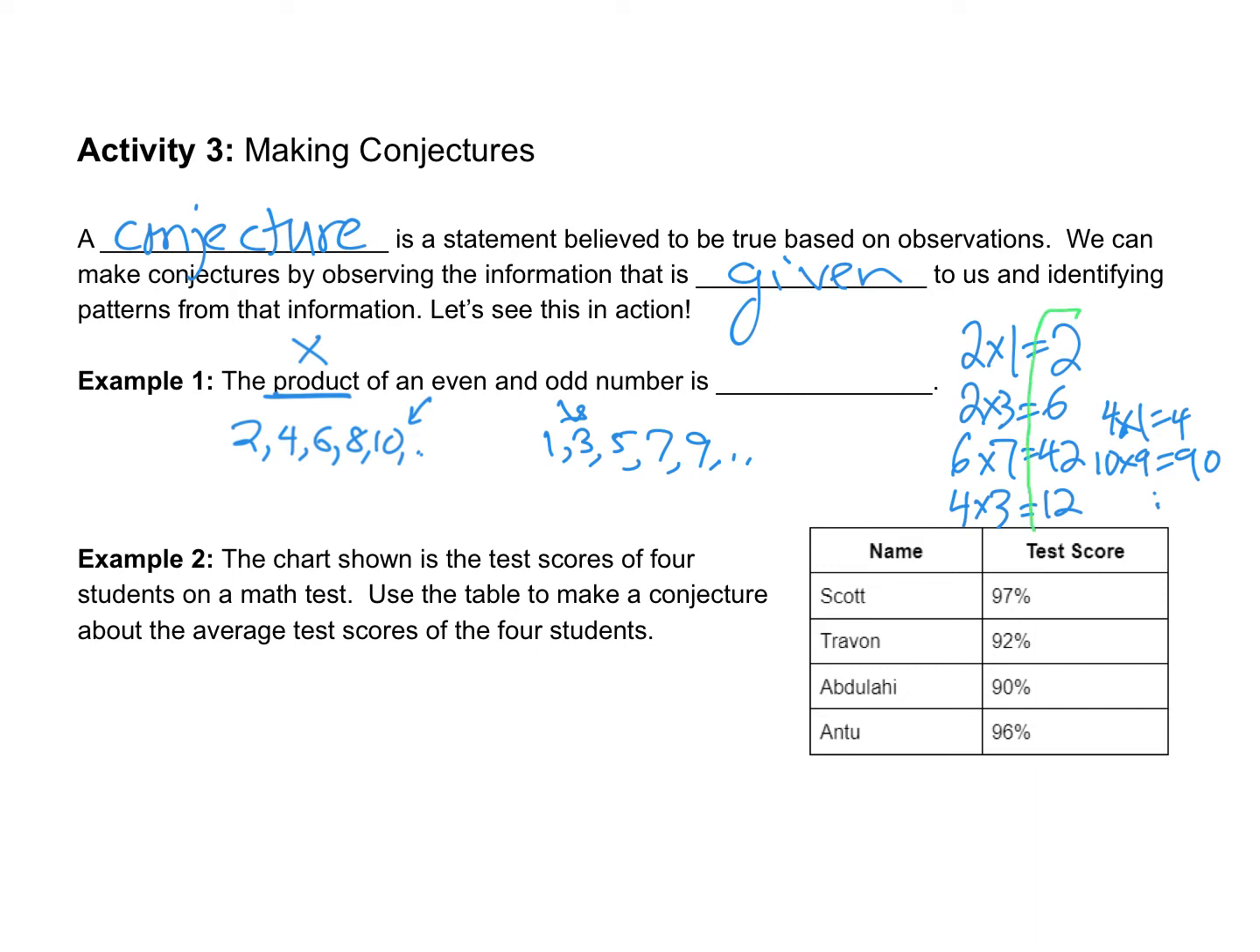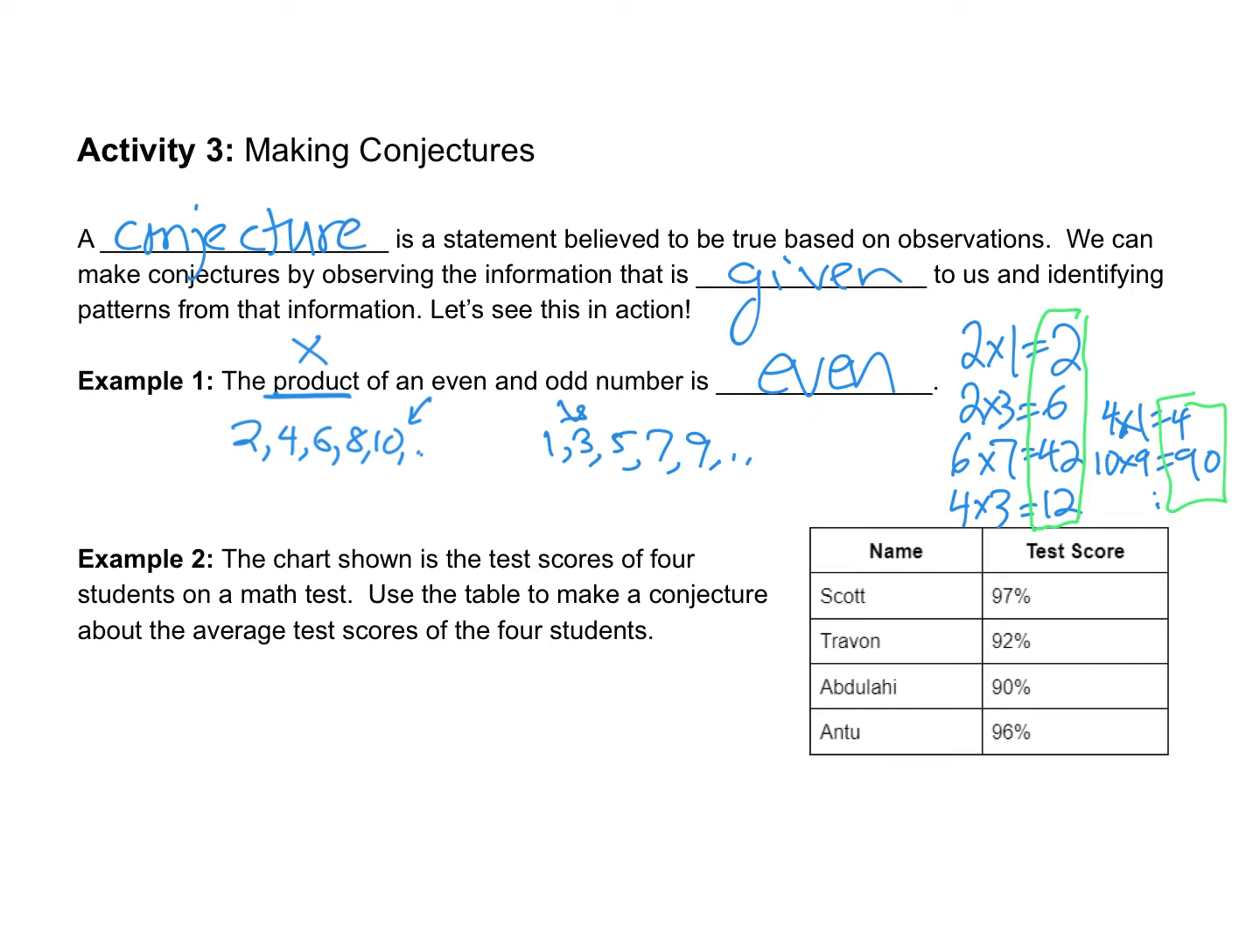So here's our products for our 6 observations. 2, 6, 42, 12, 4, 90. And we're supposed to make a conjecture about that. Well, think about it for a second. Maybe pause the video, see if you can figure it out before I tell you. So one conjecture, and maybe you came up with something different, is that the product of an even and odd number is an even number.